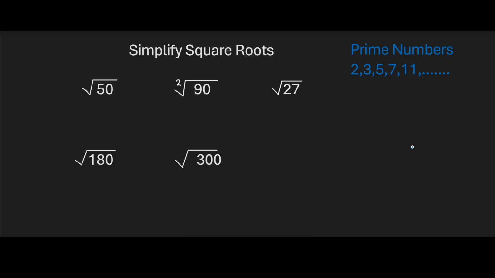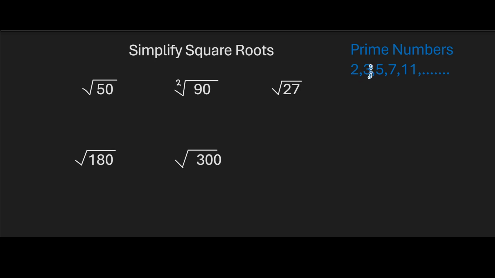We're gonna simplify square roots. To simplify square roots, we're gonna use prime numbers. Prime numbers are numbers that you can divide by themselves and 1. For example, number 2. Number 2, you can divide it by 2 and 1.